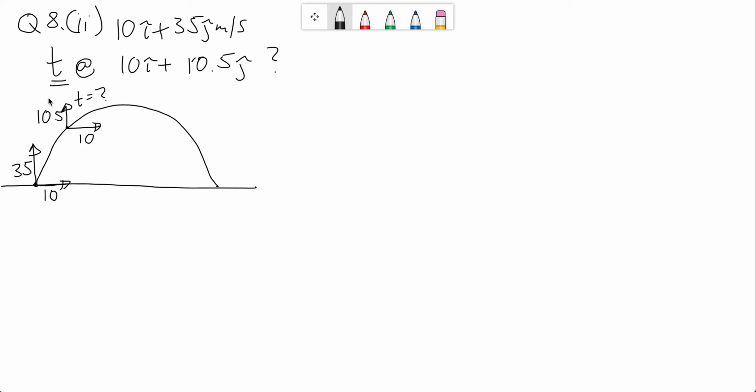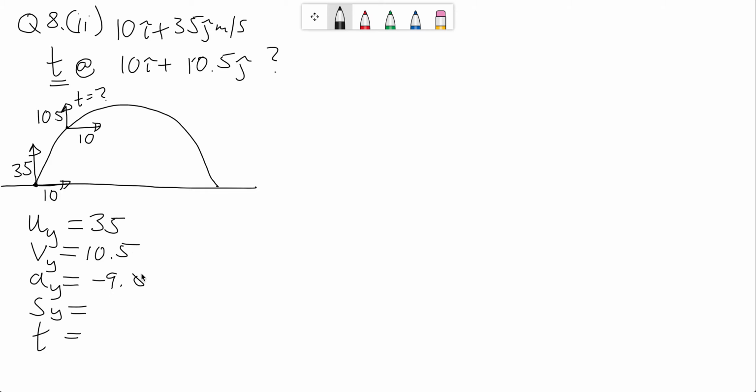So if we just look at things vertically, we can see that it has initial velocity 35. When it has a velocity of 10.5, what's the time? That's what we're asking ourselves. So u, v, a, s, and t, all in the y direction. What we'd like to know is, if the initial velocity was 35, final velocity is 10.5, acceleration is minus 9.8, distance not interested in, what is the time when the velocity becomes 10.5 if it's decelerating at this?